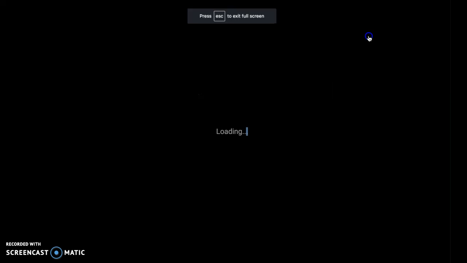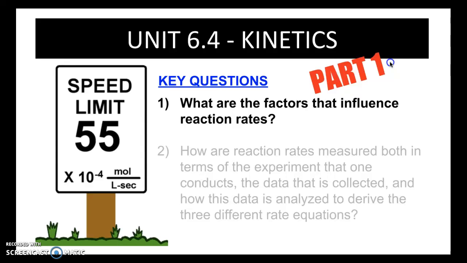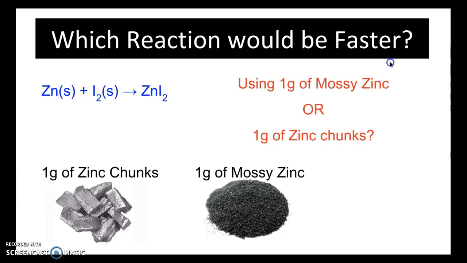Hi, welcome to Unit 6.4 Kinetics. This is part 1 of 2, where we'll be answering the key question: what are the factors that influence reaction rates? We've already reviewed this in Kinetics video 6.1, so let's take a moment to think about what we know. I'm going to ask you a series of questions, and you're going to circle the correct answer.